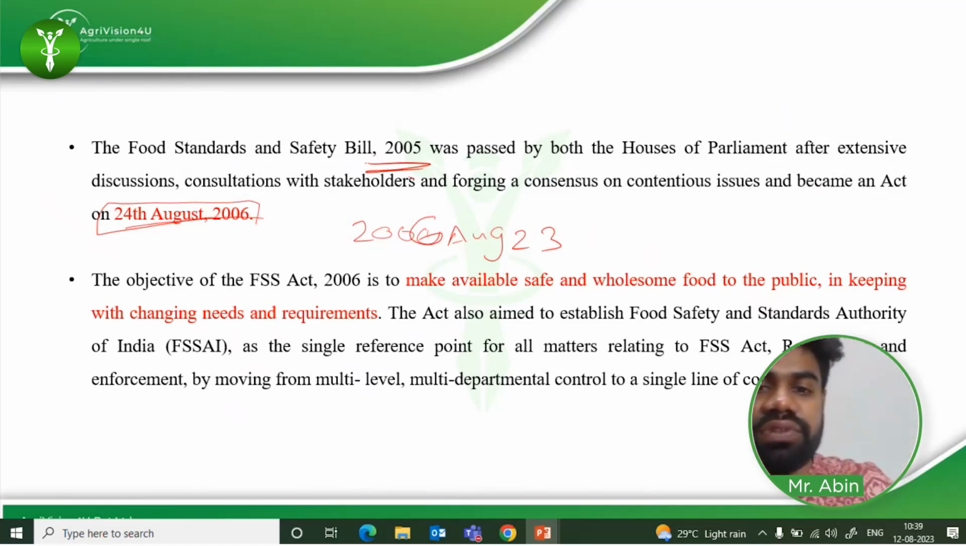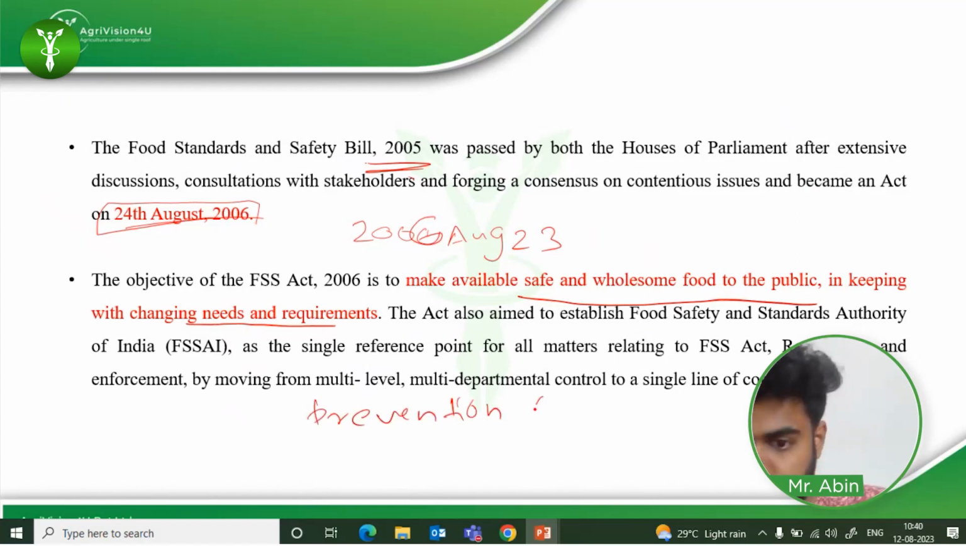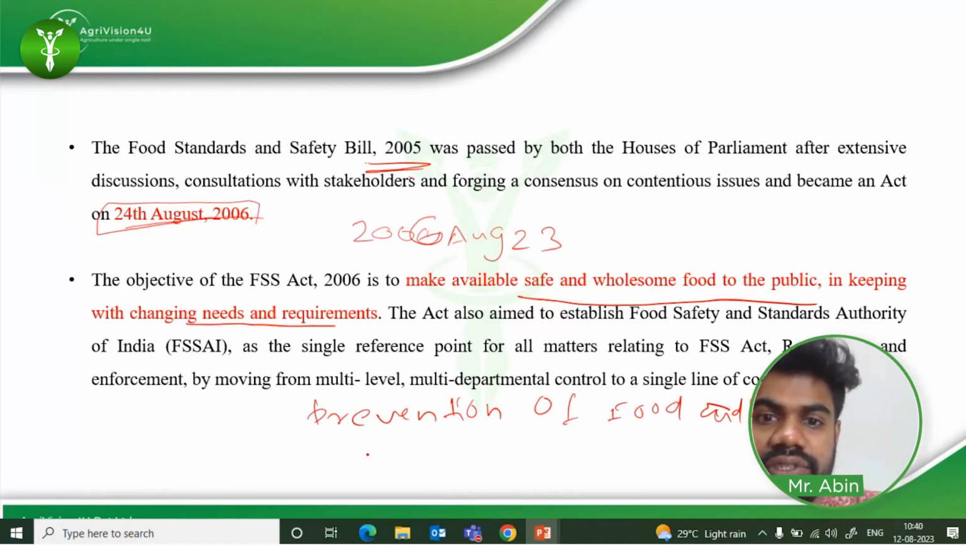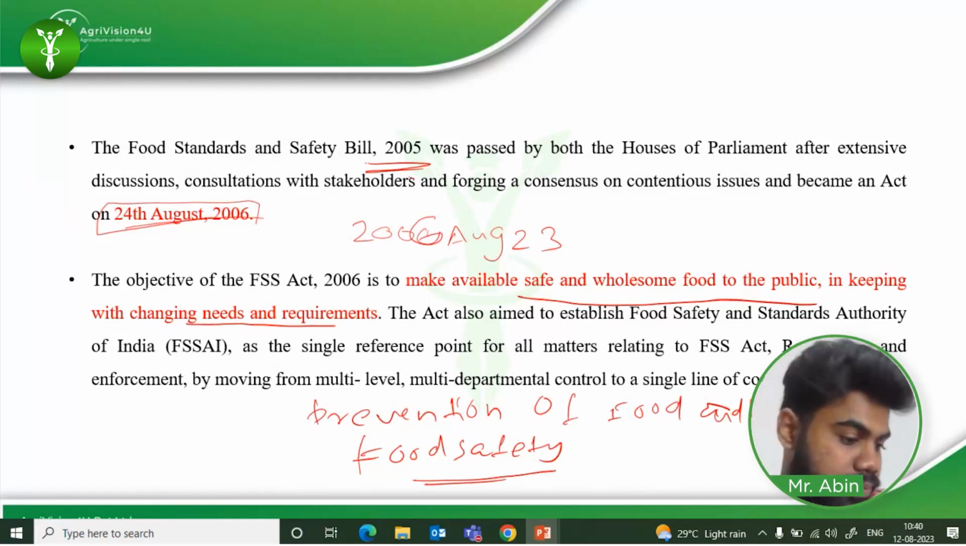The objective of the FSS Act 2006 is to make safe and wholesome food available to the public, in keeping with changing needs and requirements. And one more thing: before the FSS Act, the major role of regulations in India was prevention of food adulteration. But after the FSS Act came into existence, it became food safety. Not only prevention of adulteration practices, but food safety as a whole came into the picture.